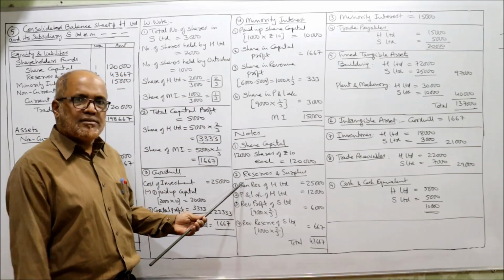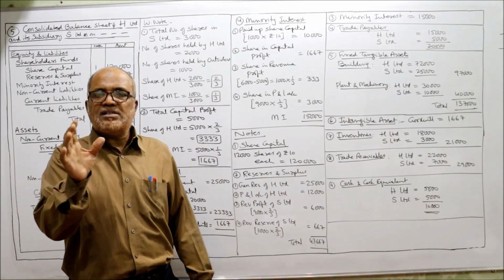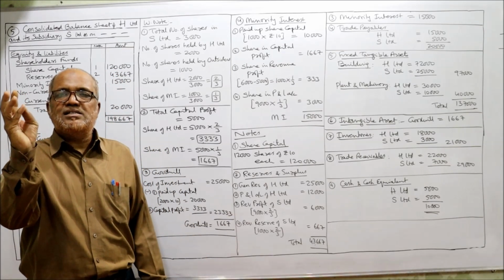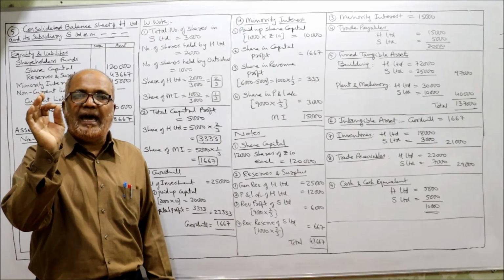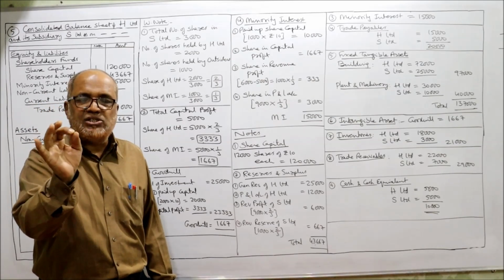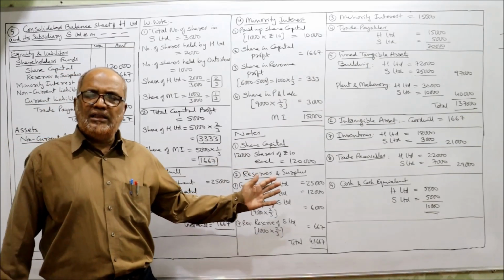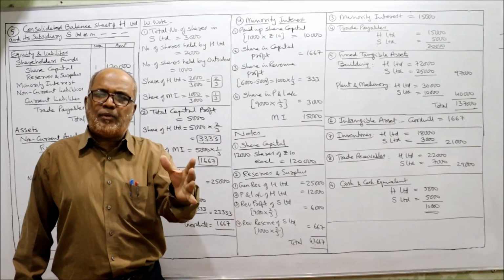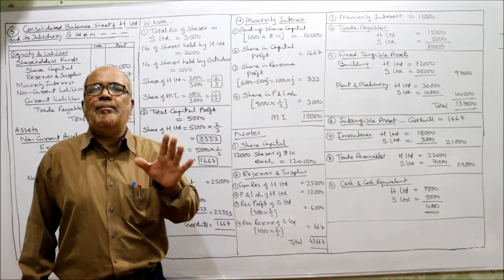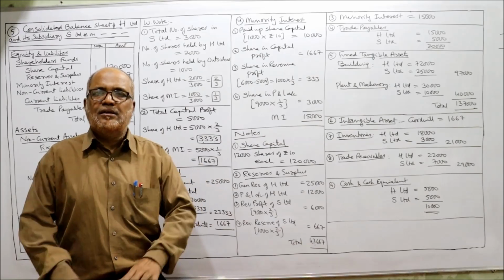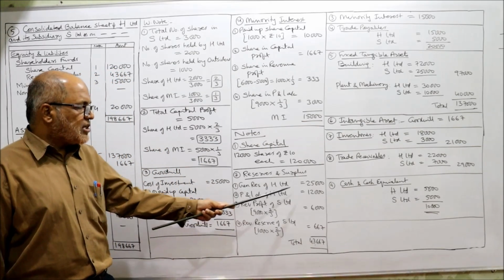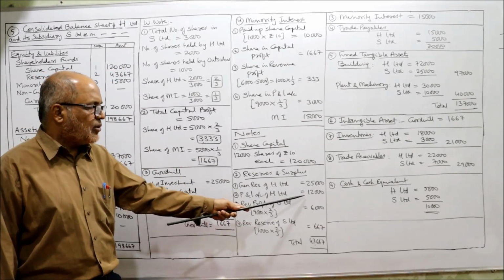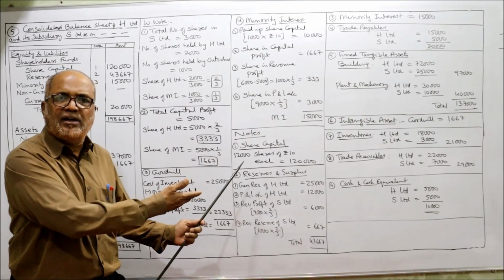Now reserves and surplus. In reserves and surplus, we take the general reserve and P&L account of H Limited as it is, always. Not only in this problem, in every problem we do the same thing. The general reserve and profit and loss account of the holding company will be taken as it is. So, general reserve of H Limited 25,000, P&L account of H Limited 12,000. These are given in the balance sheet, we have taken them.